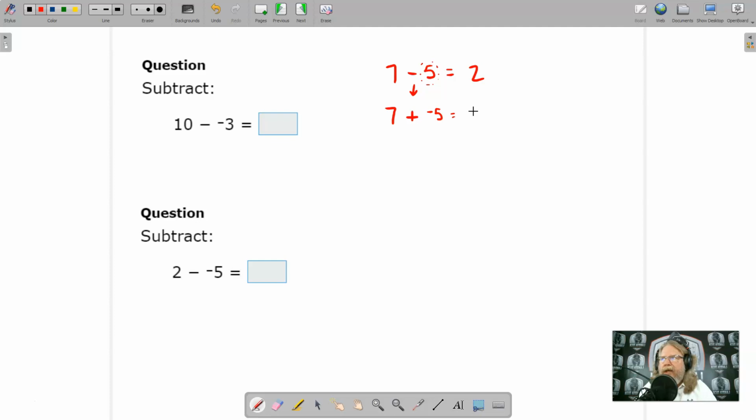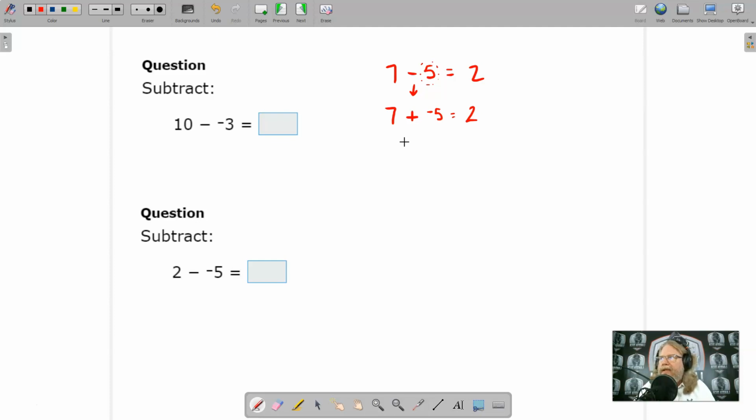Well, it would be, in this case, 2. It's the same number. So this seems to imply the rule that we can change a subtraction sign to an addition sign or an addition sign to a subtraction sign as long as we change the number that follows that sign that we changed to its opposite.